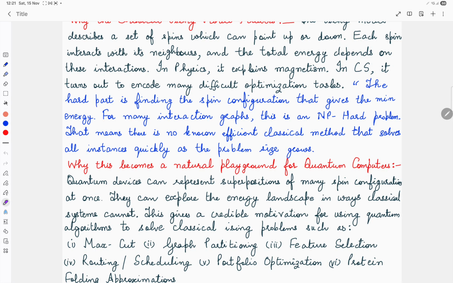Why do quantum computers become a natural playground? Because quantum devices can represent superpositions of many spin configurations at once.